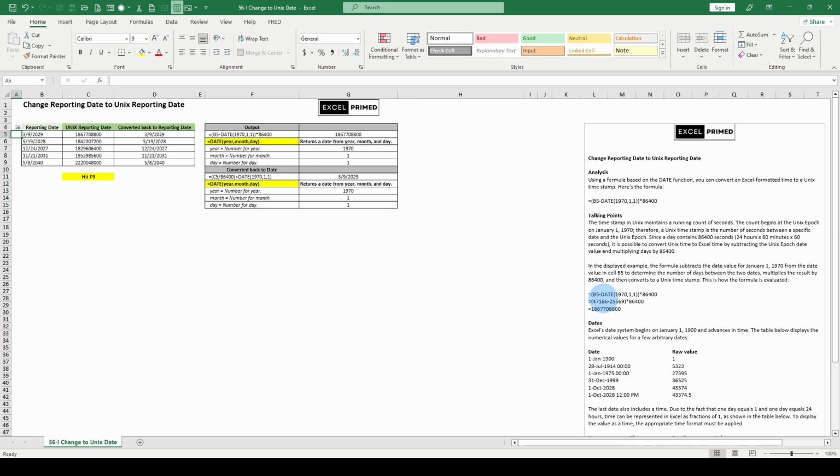Here, B5 minus DATE(1970,1,1) times 86,400. That's it. Here we go. B5 is going to be 47186, and we're going to subtract the conversion date, which is 25569 days. So we're taking this date minus the 1970 date, and multiplying that times the seconds. We've been doing this repeatedly using the DATE function, and here we're just taking Excel time and putting it into seconds. And Unix is happy.